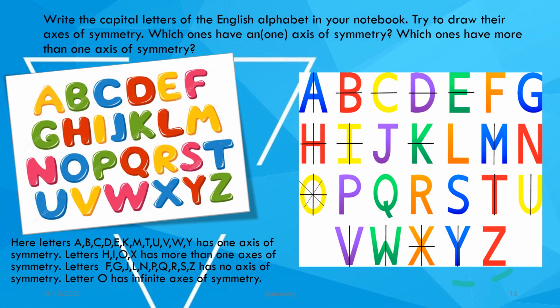Write the capital letters of the English alphabet in your notebook. Try to draw their axis of symmetry. Which ones have one axis, which ones have more than one axis of symmetry. So first you will write the alphabets A to Z and later on one by one you will try to draw the axis of symmetry, which when folded by imagination you will get exactly the same figure on the opposite side.